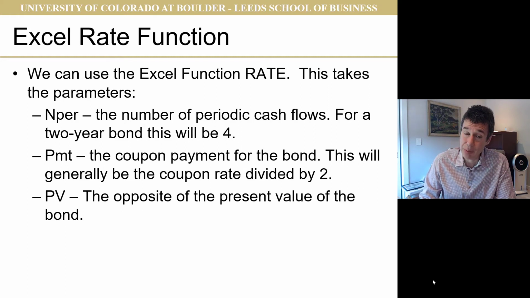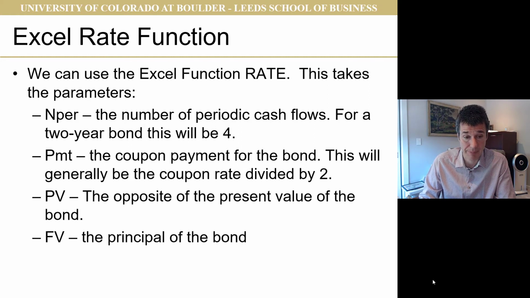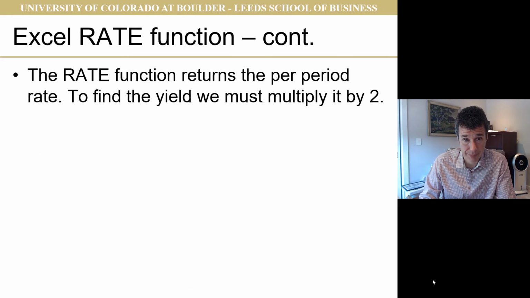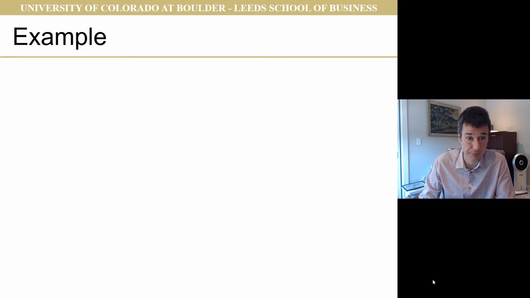Present value, we need to put the opposite of the present value here. Future value is the principal. We put these into the function, and we're going to find out the yield. We're actually going to find out the per period rate. We've got to multiply by 2 to get the yield. Type, again, that last parameter we ignore. So we multiply the answer we get out of the rate function by 2 to get our yield.